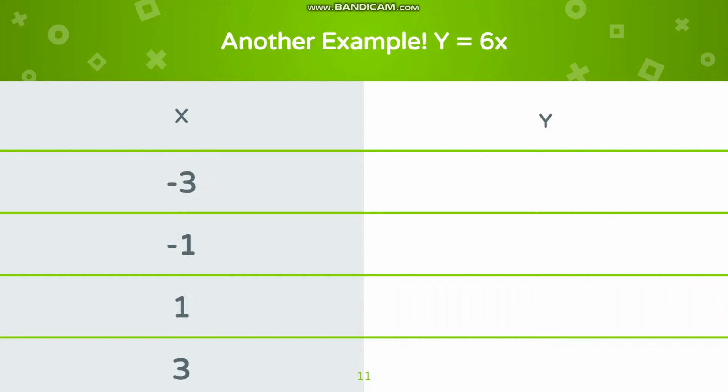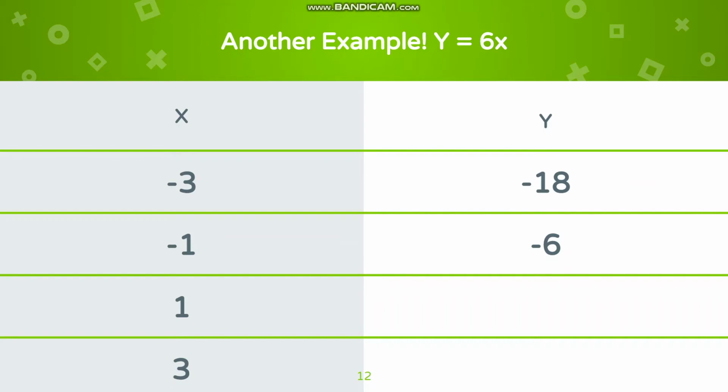So let's try another example: y equals 6x. One thing you should notice is that the x's that we're testing can be negative. So let's plug in a negative 3 in the x column. You'd get y equals 6 times negative 3, and you would get negative 18. Okay, what if you plug in negative 1? You get 6 times negative 1, and then you'd get negative 6.